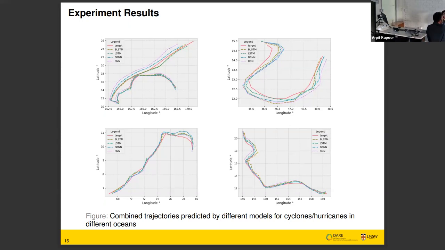So the first one is of a single cyclone? Yeah, all of these are just single cyclones. Single cyclones, okay. So these are four different cyclone trajectories from four different data.